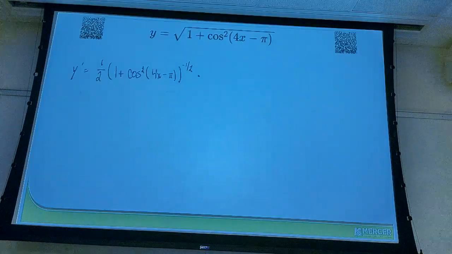Okay, well that was easy. Plus, what's that second function? Power. It's a power function, right? So the power function says to do what? Bring down the power. So it's going to be 2 times the function raised to the first power. Now go in again. What's the function that's being raised to a power? So what does the cosine rule say? Negative sine.